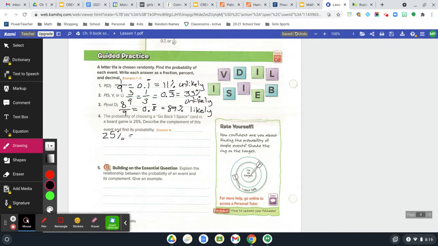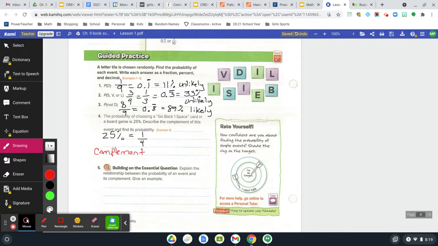So think about that as a fraction. 25% is represented by 1/4, right? So 1 out of the 4 cards is a go back one space card. So now what's its complement? What's its complement? Which means what percentage of cards are not the go back one space? What percentage of cards are the other cards in the game?